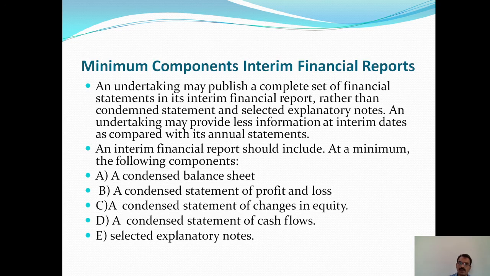An undertaking may provide less information at interim dates as compared with its annual statements. An interim financial report should include, at a minimum, the following components. First one, a condensed balance sheet. Second one, a condensed statement of profit and loss. Third one, a condensed statement of changes in equity. Fourth one, a condensed statement of cash flows. And the last one, selected explanatory notes.